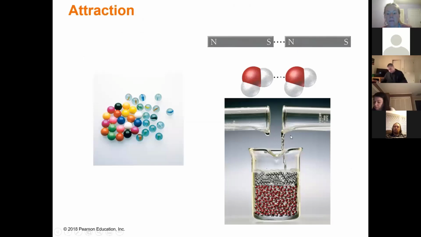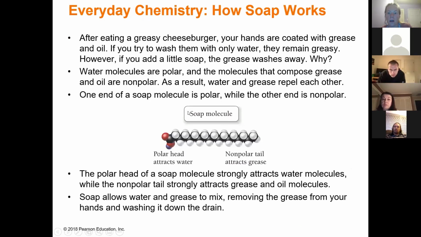So you can see it happening here where we've got all the water molecules clumping together, and they usually tend to be more dense than the oil. So they'll be on the bottom of the beaker. And then the oil molecules kind of get left to themselves. So how does soap work?